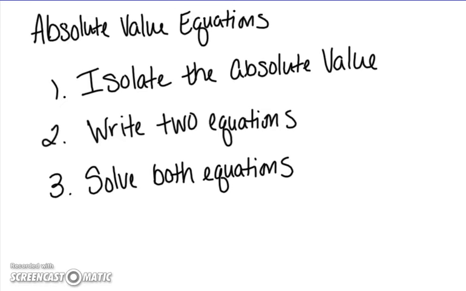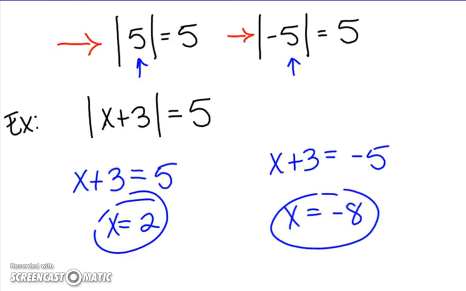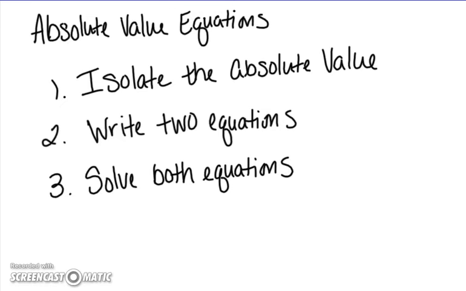So, step 1, isolate the absolute value. The one we just did, it was already isolated. Number 2, write 2 equations. That's what I did in blue, where I put x plus 3 can equal 5, and x plus 3 can equal -5. That was my equation 1 and my equation 2. And then step 3 is solve both equations. If you need to write these steps down again, then pause the video.